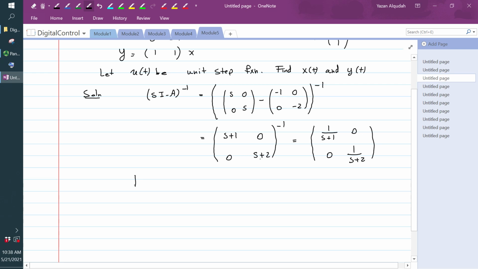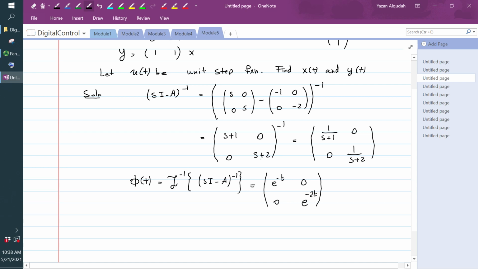Now I'm going to calculate phi of t, which is equal to the inverse Laplace transform of sI minus A inverse. And therefore, I'm going to have to take the inverse Laplace transform. And that is going to equal, what is the inverse of 1 over s plus 1? This is going to give me e to negative t. This is a 0, and this is going to give me e to negative 2t.